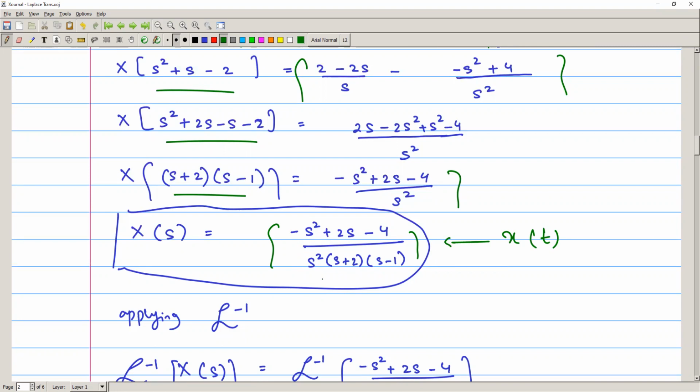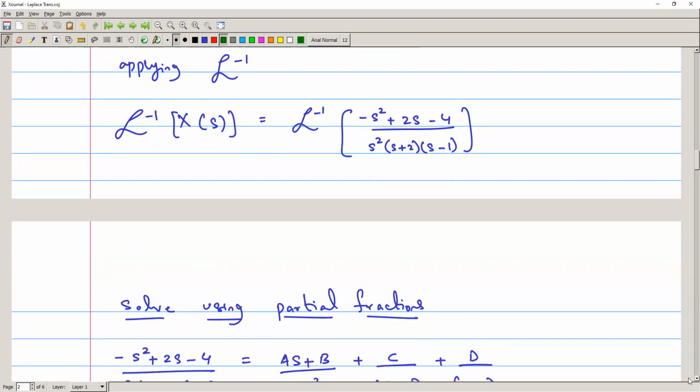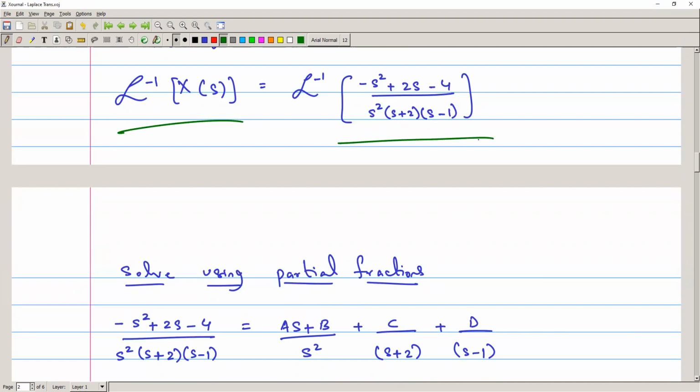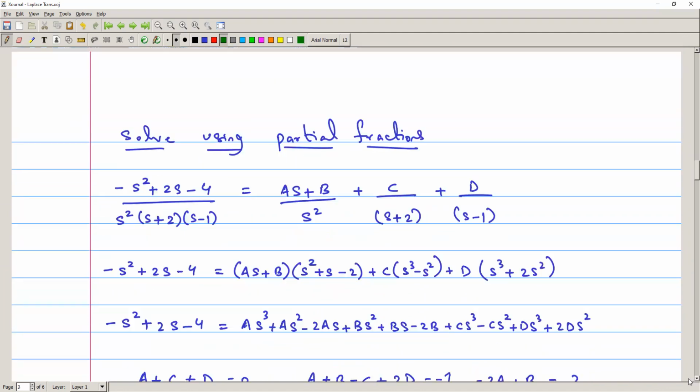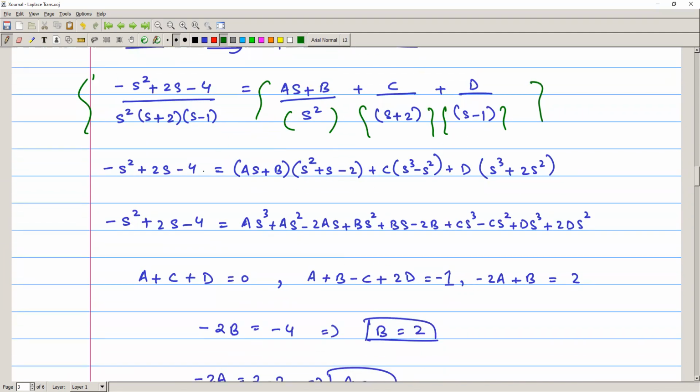But first of all, we are going to break this up by using partial fractions, so it would be convenient to apply the inverse transform. So here we applied the inverse transform, but we need to change this into partial fractions for our ease. The idea of partial fractions you are well familiar with, because this is a very basic topic we all learn in our junior classes.